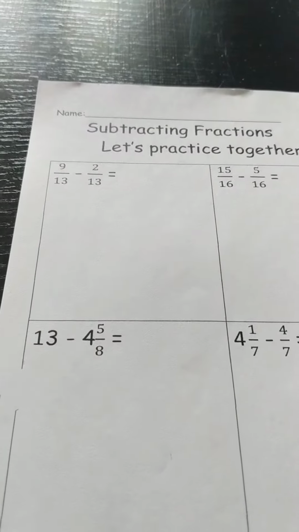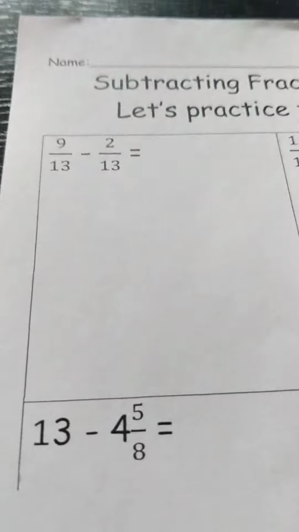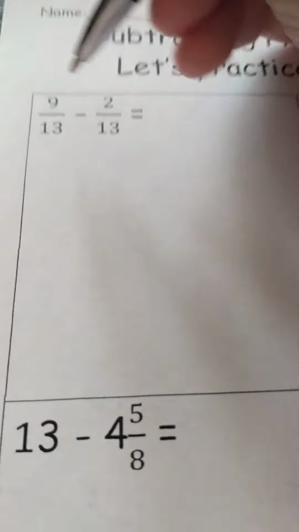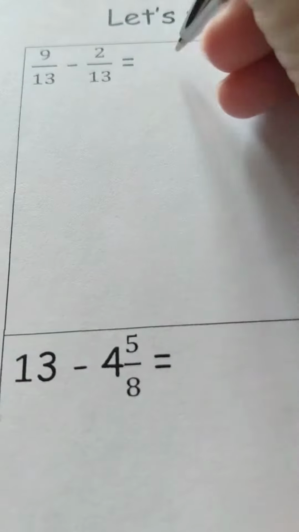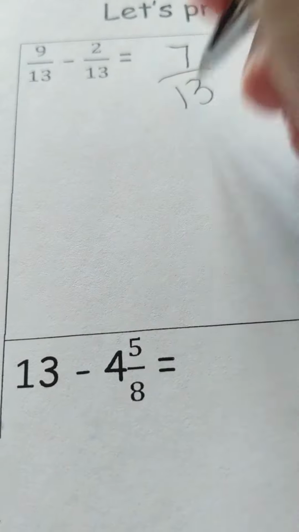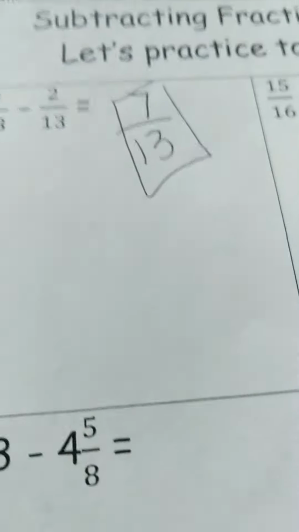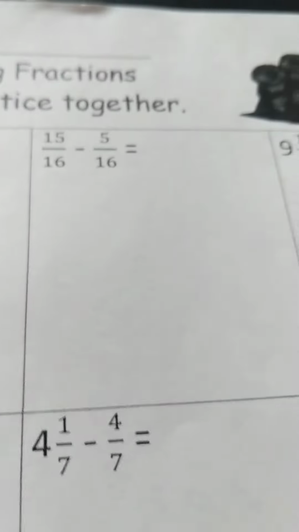Okay, so now we're going to do some problems together. So this first row, again, first up is to find common denominators, which we do because they're both 13. So we're going to subtract the top. 9 minus 2 is going to be 7 over 13. And then we look to see if we can simplify, and we cannot. So we get 7 over 13.